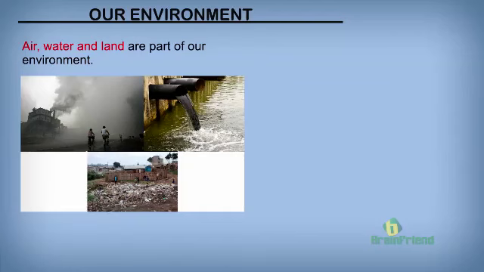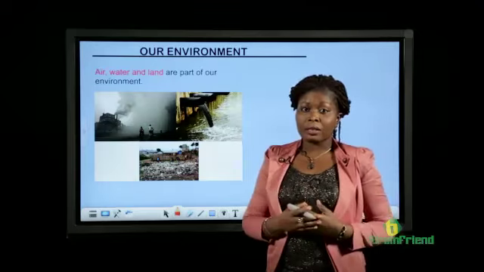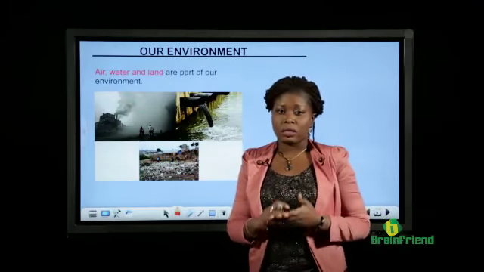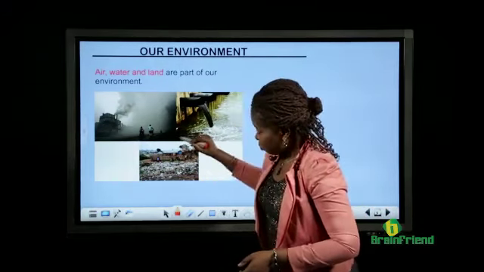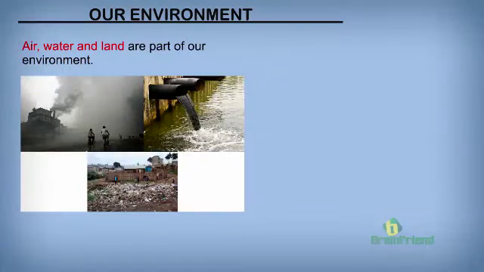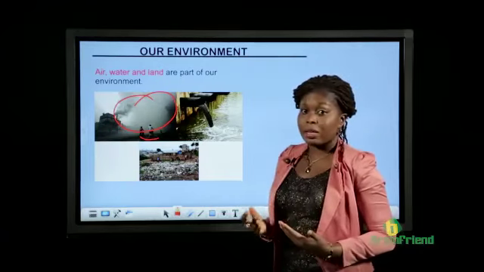Now, talking more on our environment, we say that air, water, and land are part of our environment. It's important to know that how clean or dirty they are affects us a great deal. Take, for instance, look at these three images. You see that the air in this environment is very, very polluted. Imagine if these people have to always inhale this air.